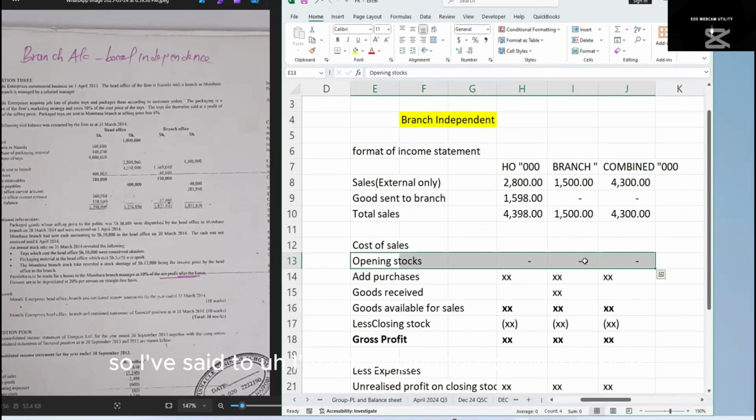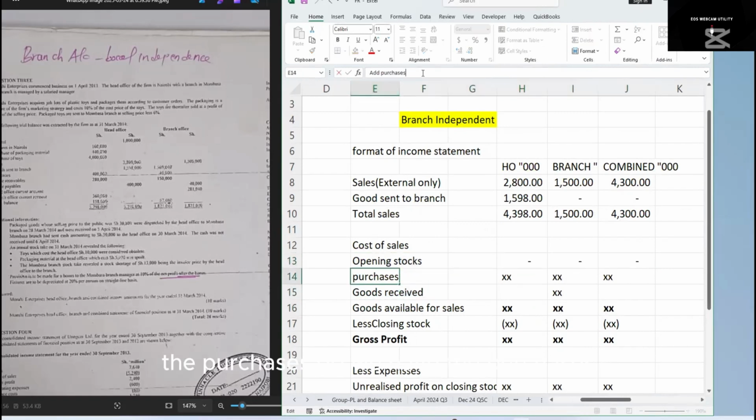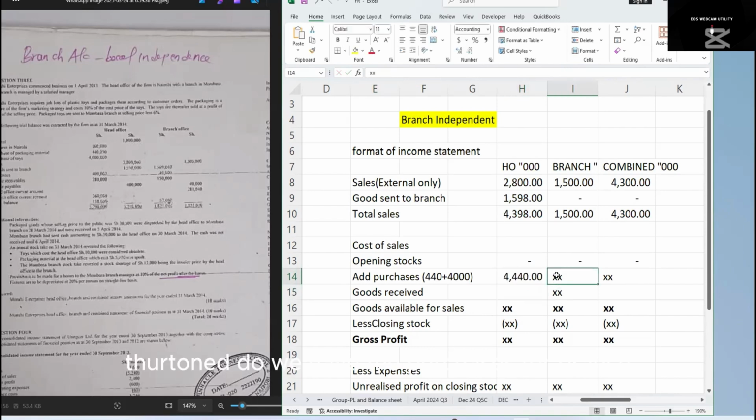So I've said I'm not seeing the opening stocks. The purchases. Do we have the purchases? Yes. So we have been told the purchase of packaging material 440. So that is the purchase of packaging material, which you will include also. It will fall under the purchases. We also have the purchases of toys. So we can combine the two, 440 plus 4,000 to give us a total of how much? Do we have the purchases for branch? Don't have the purchases for branch. No. The total still will be 14.4. The combined will be 1440.